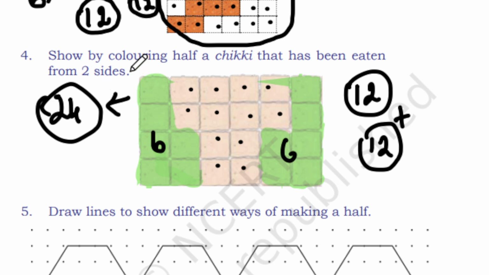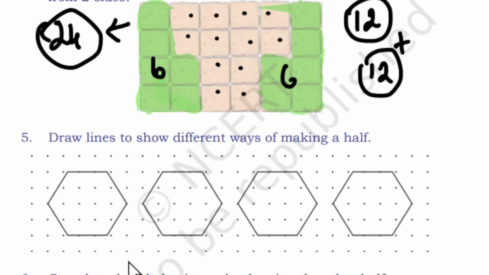Okay. So the question again is, show by coloring half a chicky that has been eaten from two sides. So we have eaten half the chickies equally from both sides. All right. So next one.